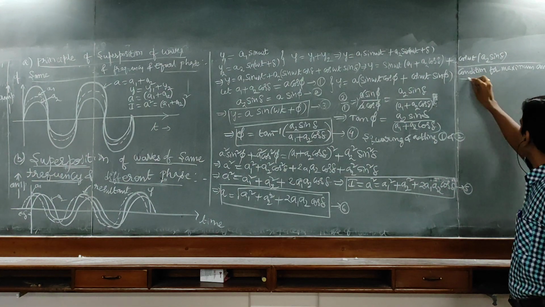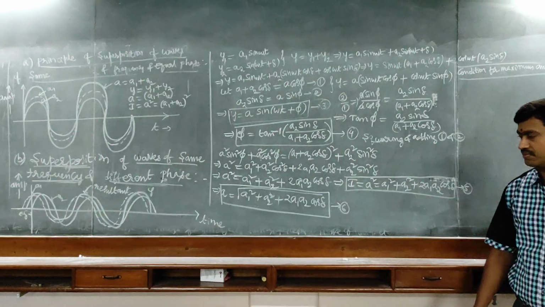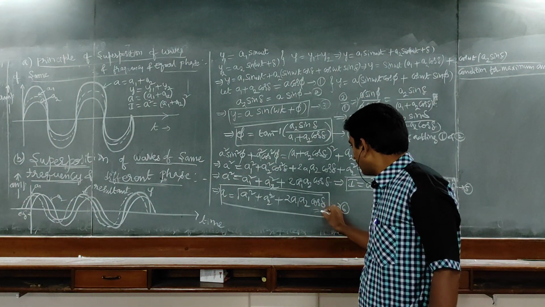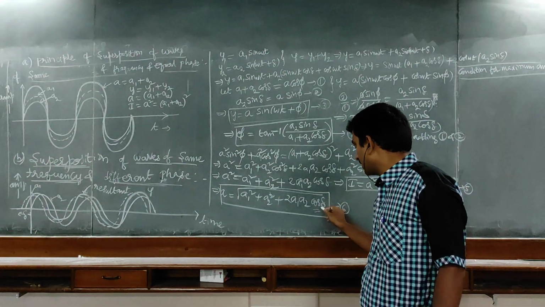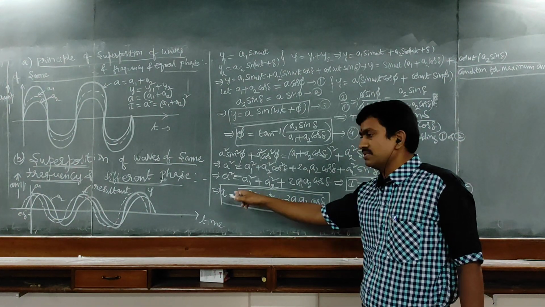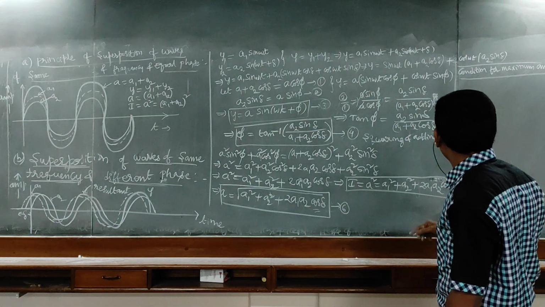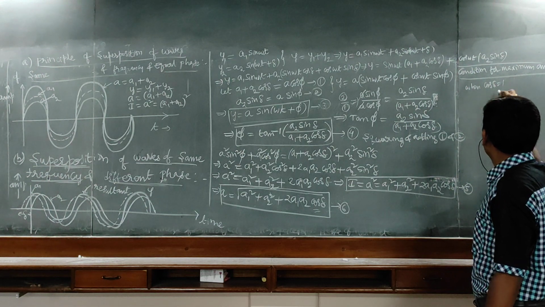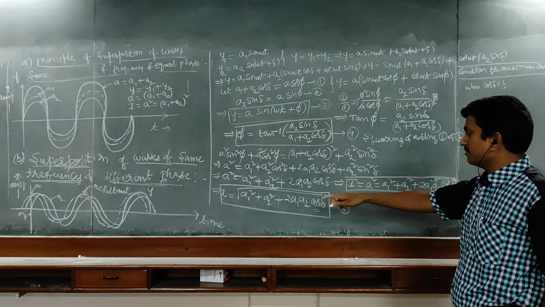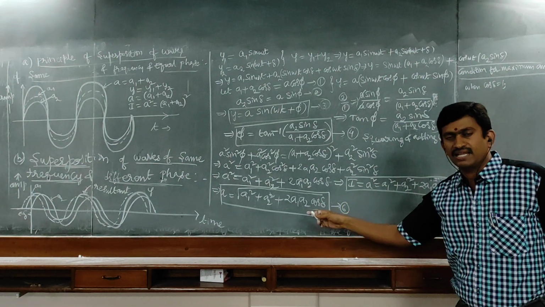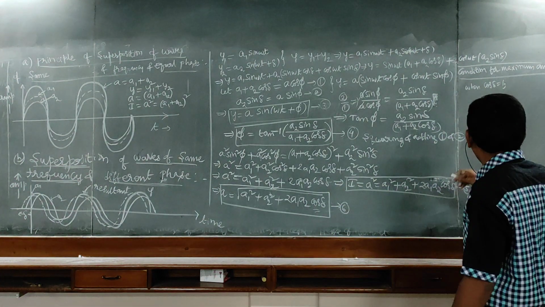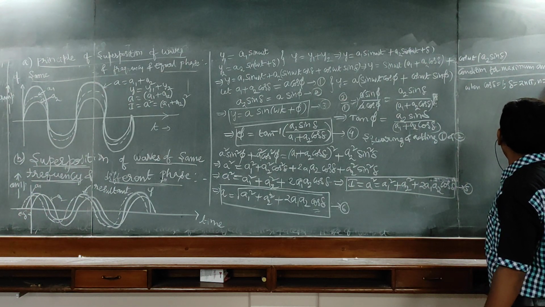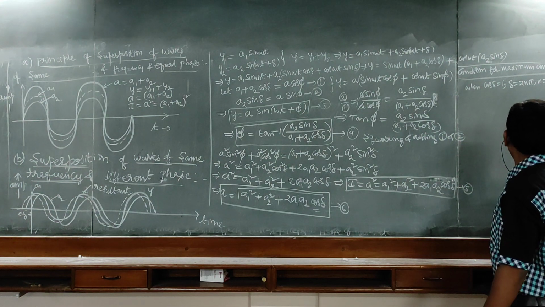Keep the side heading as condition for maximum amplitude. If you look at equation 6, if the cos delta value is 1, then its value becomes maximum. So when cos delta is equal to 1, then its value becomes maximum. When the cos delta value is 1, delta is equal to 2n pi, where n takes the values 0, 1, 2, 3 and so on.